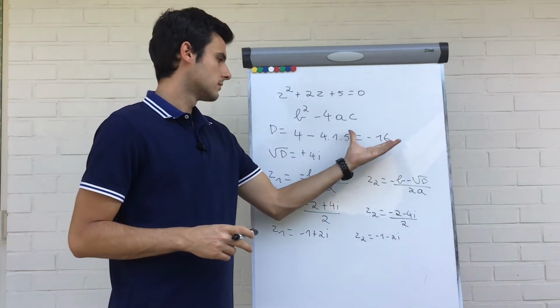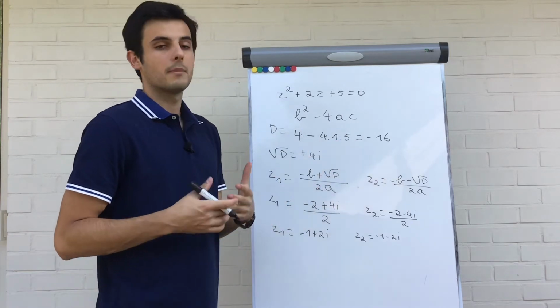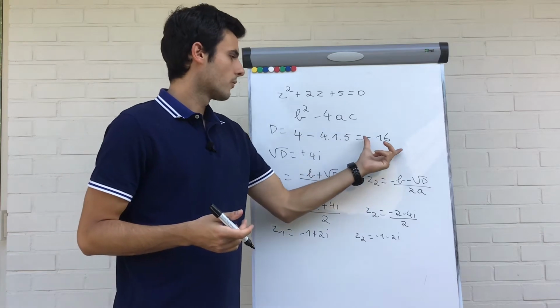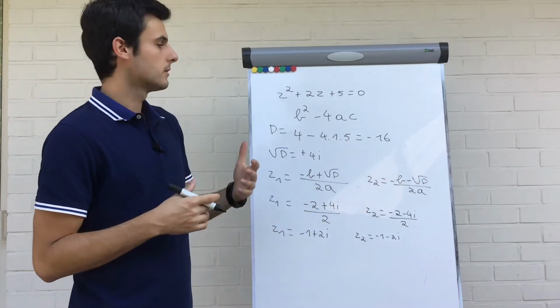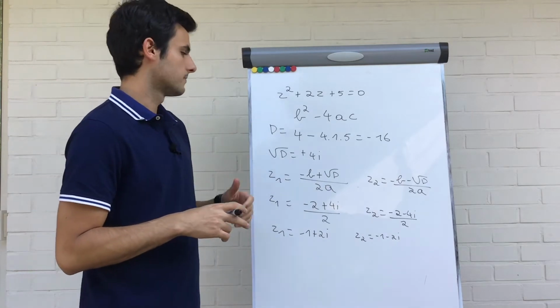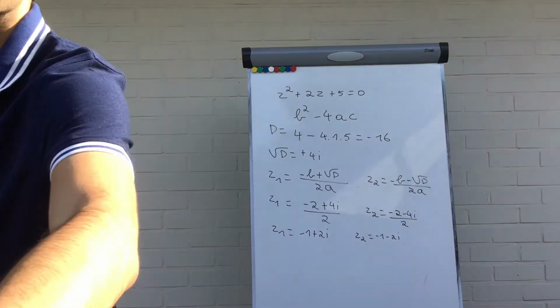Then we had a simple discriminant, -16. In the next exercise, the discriminant won't be a real number. It will be a complex number. And then we have another solution. So now, next example.